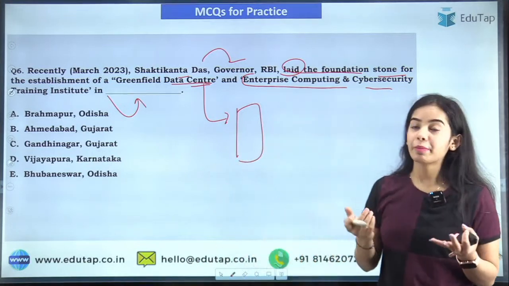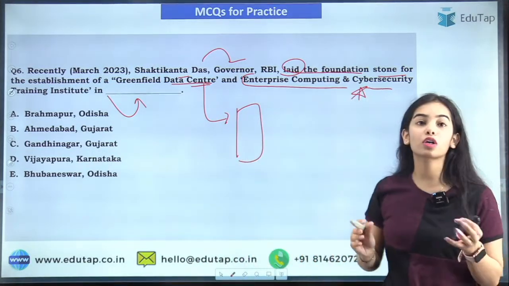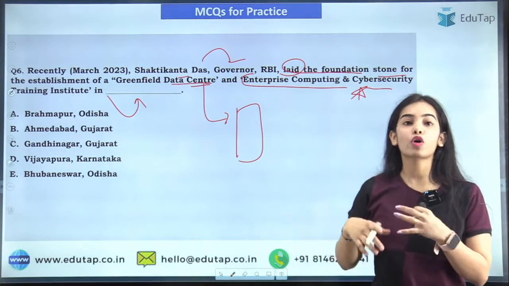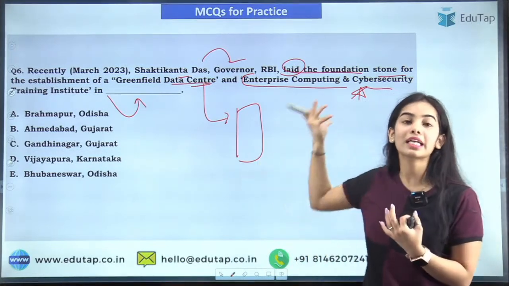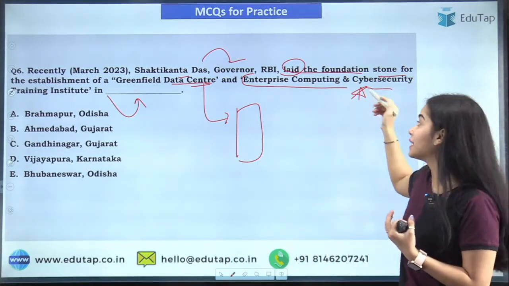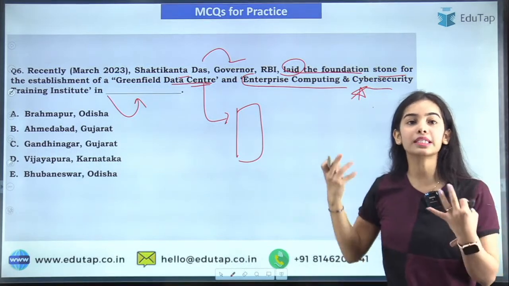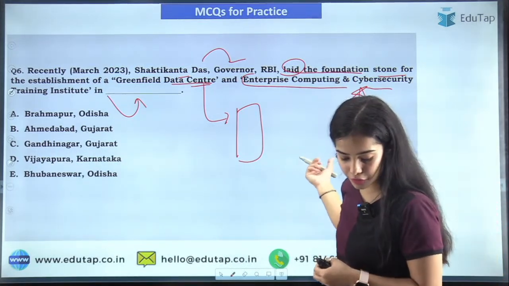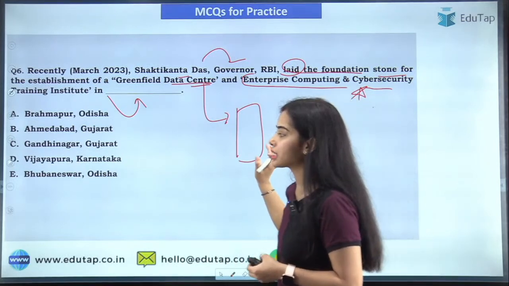Okay, so remember that cyber security is very important for the Reserve Bank of India, especially for the training. The RBI wants that there should be cyber security, and that newly trained personnel should be provided to the Reserve Bank of India. So here you have to tell which is the correct answer.